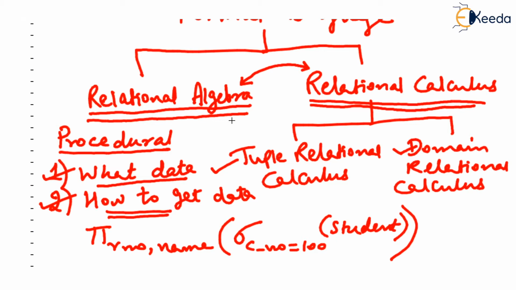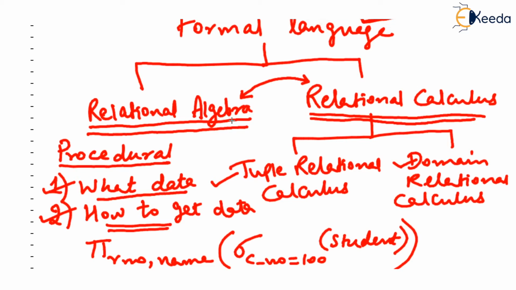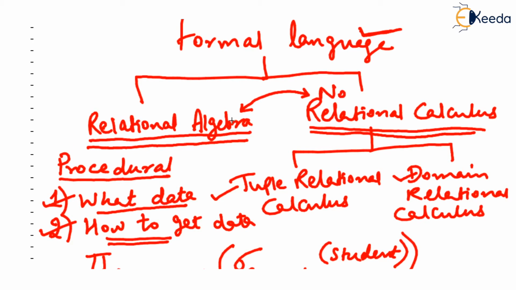Okay. Now what is this relational calculus? It is also a formal language, but it is non-procedural. What that means is, whether it is tuple relational calculus or domain relational calculus, we don't specify how to get the data. In relational calculus, we just specify which data we want. That's it. We don't give the entire procedure, how we are going to retrieve that data. That's the major difference between procedural and non-procedural languages.